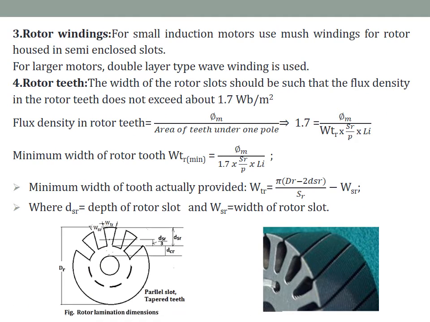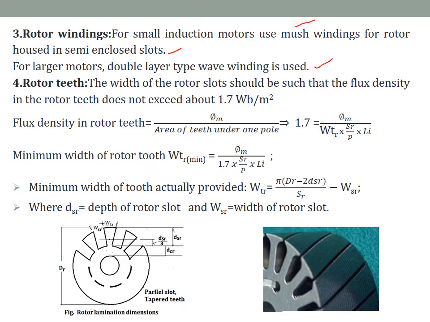Now coming to the rotor winding details. For small induction motors, use mesh windings for the rotor housed in semi-enclosed slots. For larger motors, double layer wave type winding is used.